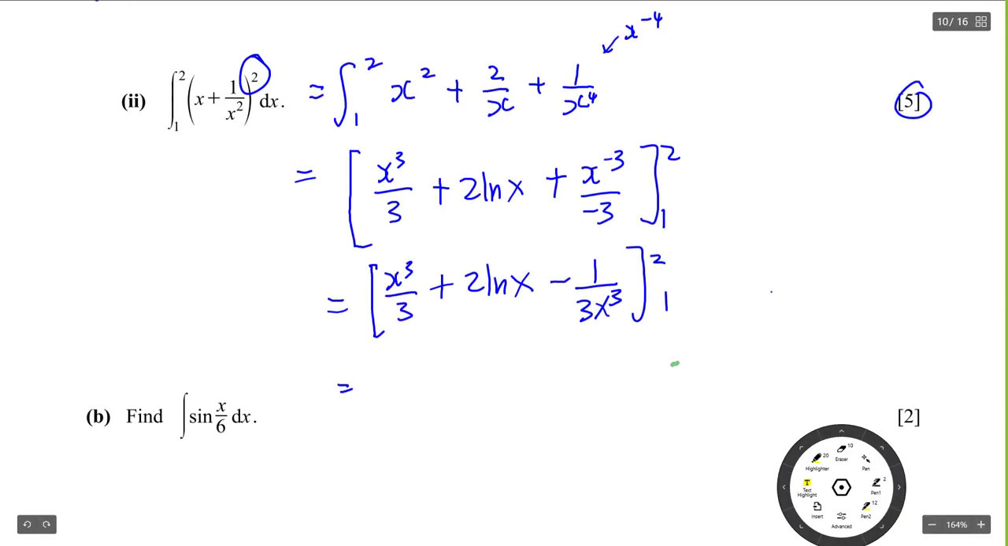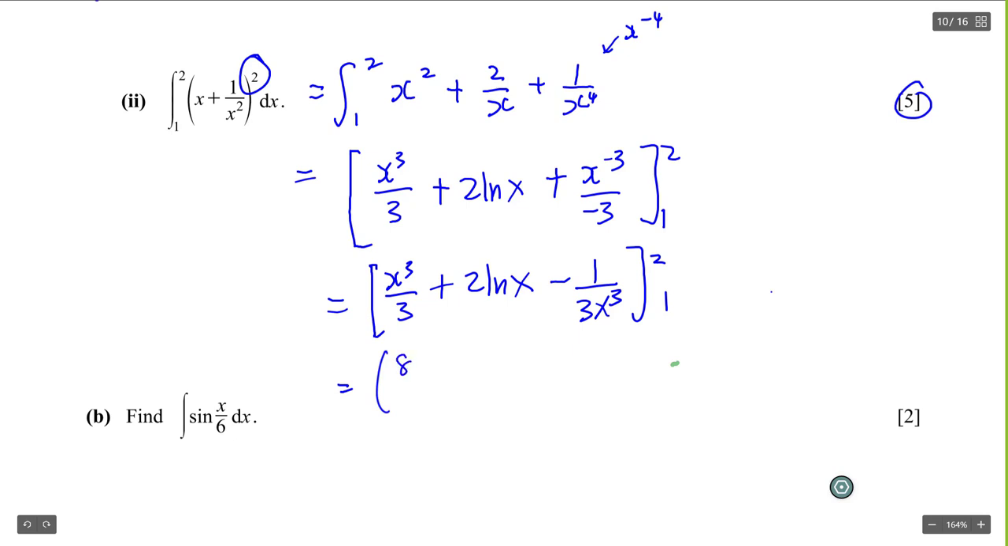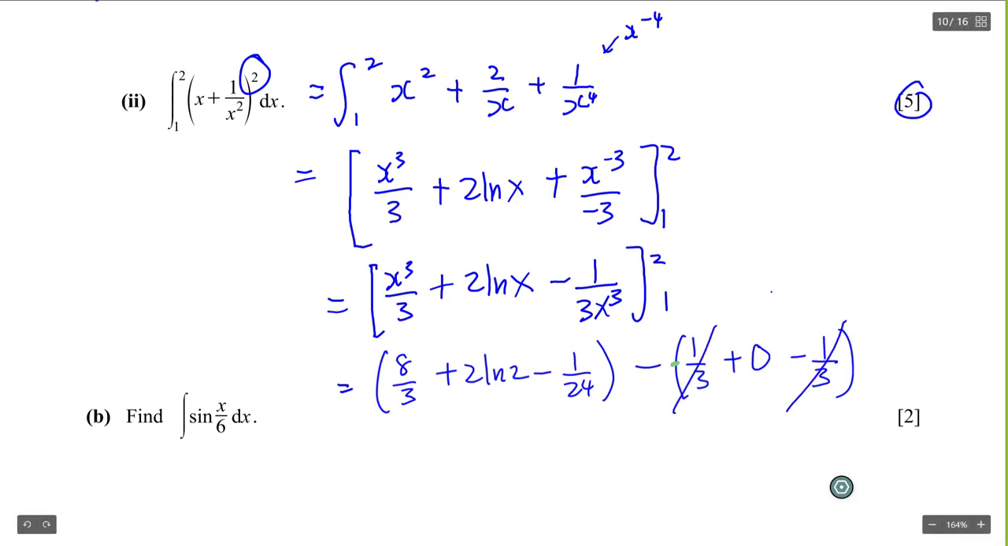Now we will substitute in our 2. So we will get 8 over 3 plus 2 ln 2 minus 2, and here 2 cubed will be 8, so 1 over 24. Minus, substitute in the 1. This one will be 1 over 3 plus ln 1, which is 0, so this is 0 minus 1 over 3. Oh, nice, because we have 1 over 3 minus 1 over 3. So the whole thing is 0.